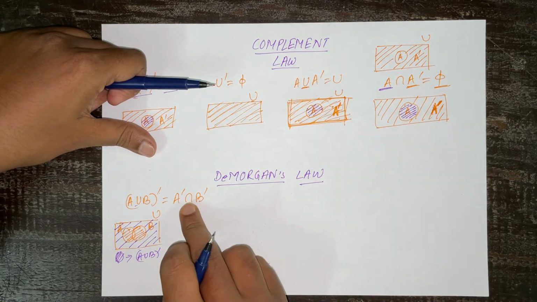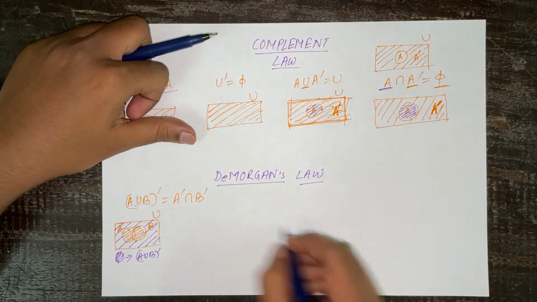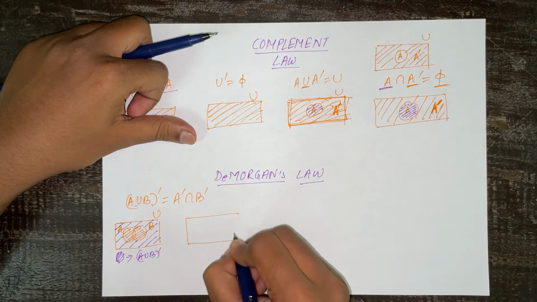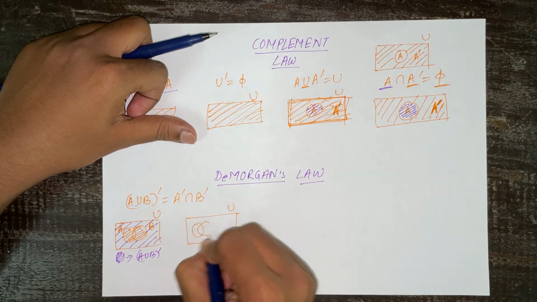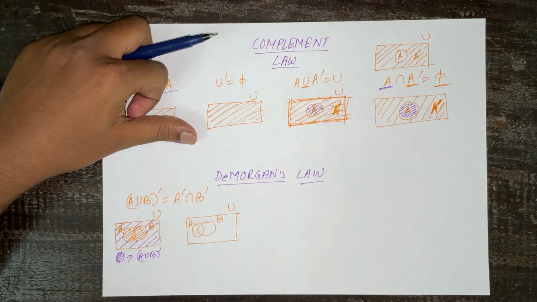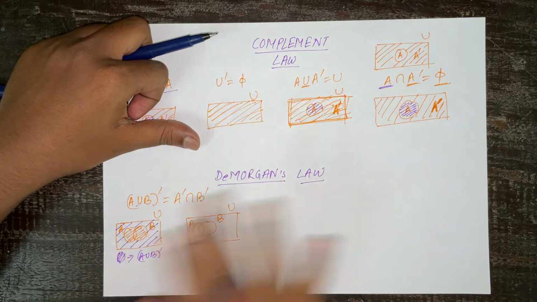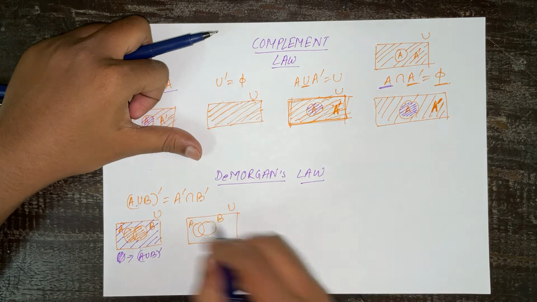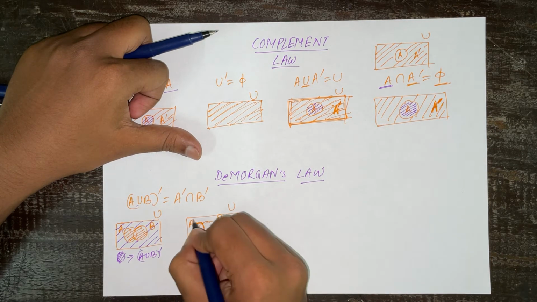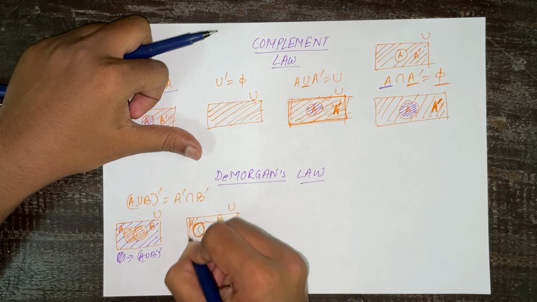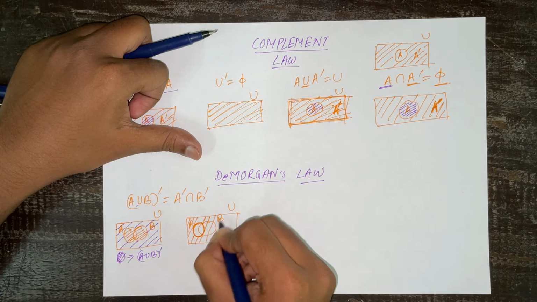Now let us see how we get this from A complement intersection B complement. Let us draw a universal set. Let this be our A and this be our B. Now what is A complement? A complement will be everything other than A. So this is the region A. Don't include A and see what you get other than A. Other than A, you get this region.